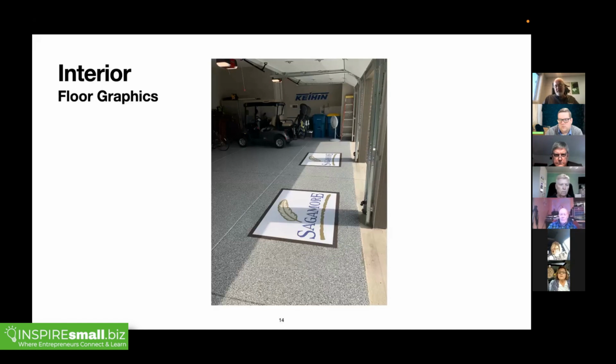And there's floor graphics. A lot of people have seen the floor graphics now with COVID, 6-foot distance, things like that. That's a prime example. You have to make sure they're non-skid. This is another example of a floor graphic. Actually, I should be in a garage. The person lives in the Sagamore Golf area and wanted to decorate his garage floor. He was adding epoxy flooring, and we put the graphics down, and then they put the epoxy floor around it.